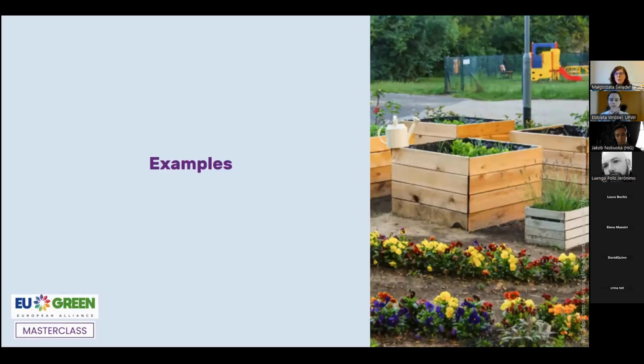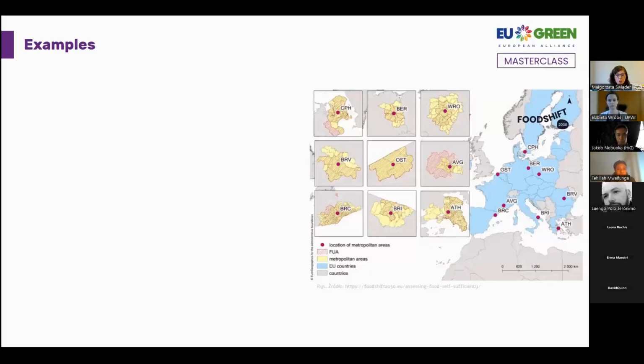And as I mentioned in the beginning, our project connected with food, the Food Shift 2030. I will start with some examples from our partners. We were doing a project in 9 cities. It was Copenhagen, Berlin, Wrocław, Brasov in Romania, Ostende in Belgium, Avignon in France. We have also Barcelona, Bari, and Athens.